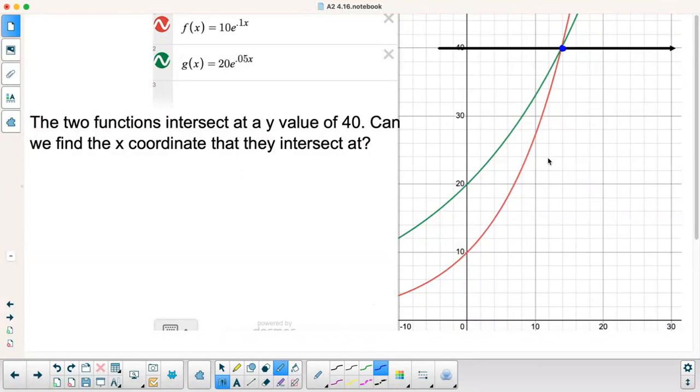What's the x value? Well, you would have to draw a line right down here to see where it intersects. And that looks like it's about, let's see, these go by 2, so 12, 14, 16, 18, 20. So 14 would be my answer.